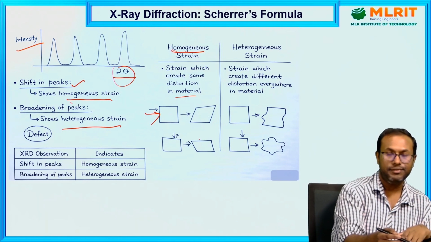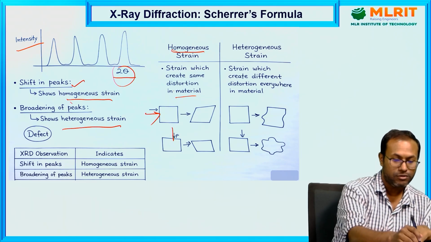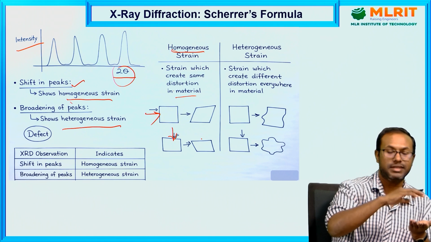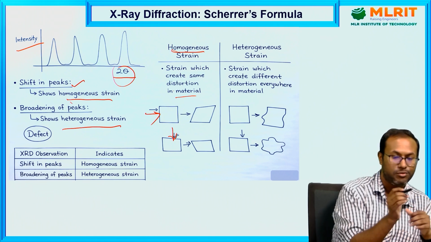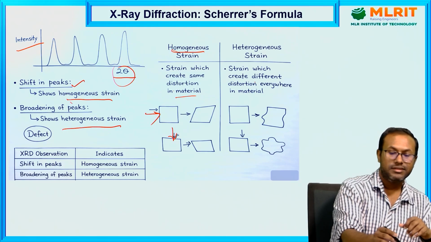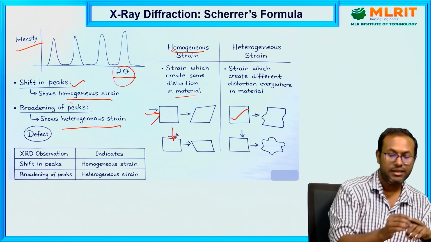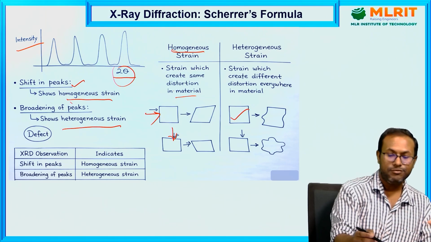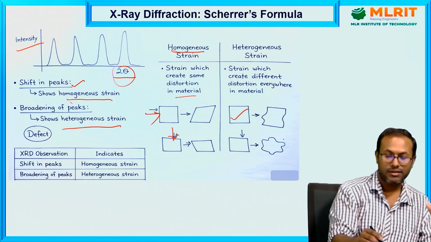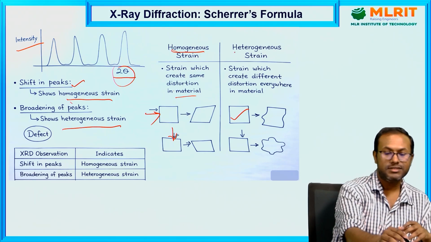Distortions happen uniformly, so it is called homogeneous strain. That is also a defect, but it is homogeneous. Or if you apply some force vertically, it will reduce the size but the shape is the same, then it is homogeneous strain. Heterogeneous strain is the strain which creates different distortion everywhere in the material. Suppose this is the initial shape, now we apply some force, the distortion happens but it is non-uniform. The shape is distorted non-uniformly, so that is called heterogeneous strain.